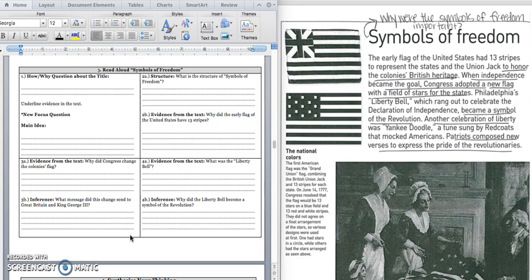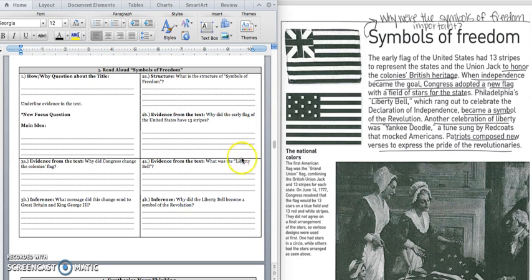It says, what was the Liberty Bell? We go back in the text and find the words Liberty Bell. We're going to read that sentence. It says, Philadelphia's Liberty Bell, which rang out to celebrate the Declaration of Independence, became a symbol of the Revolution. So I know three things about the Liberty Bell. It's in Philadelphia, it rang because they signed the Declaration of Independence, and it was a symbol of the Revolution.